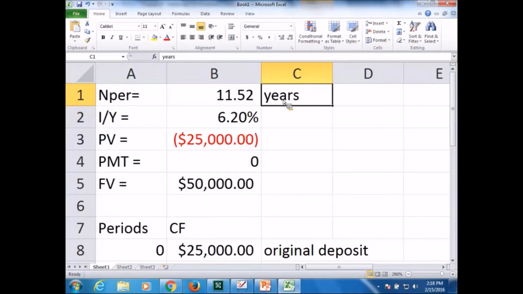So in 11.5 years, this 25,000 will become 50,000. This is how to find the time to double for any amount using the formula approach. Now we are using a financial formula. There is another shortcut called the rule of 72, which is an approximation.